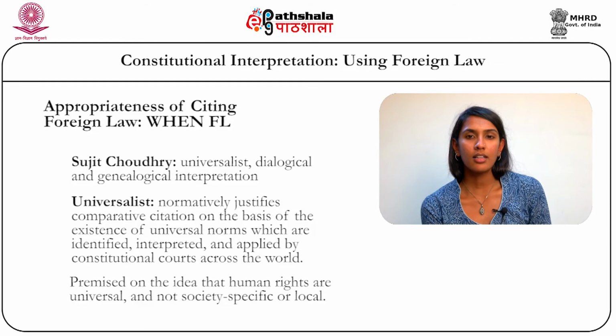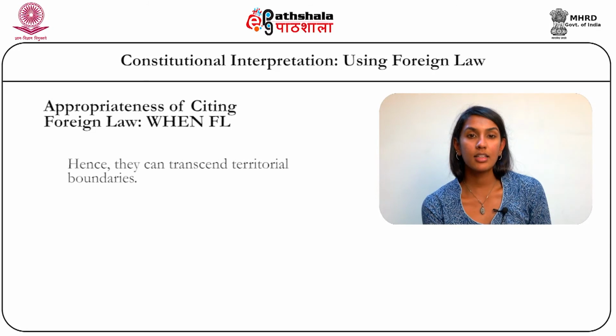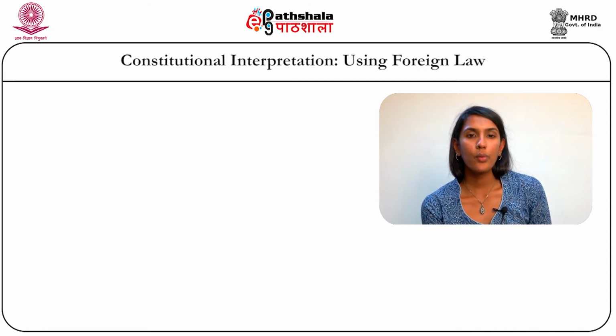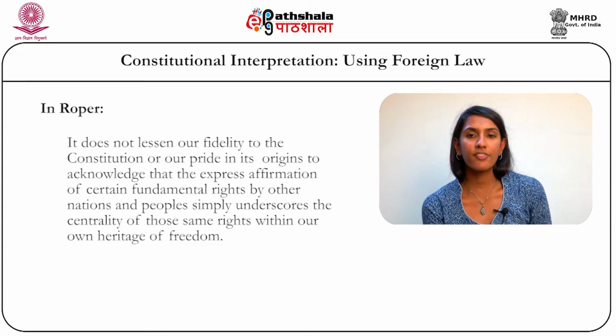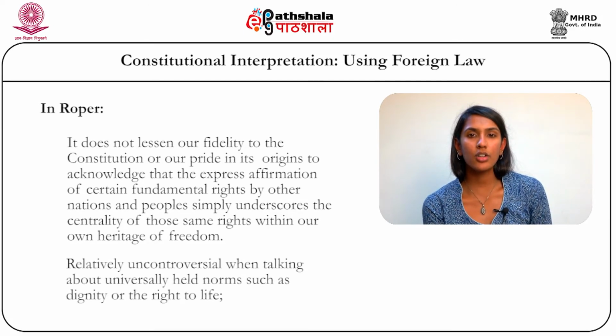They are premised on the idea that human rights are universal and not society specific or local, and hence they can transcend territorial boundaries. We saw this in Roper versus Simmons, where the Supreme Court of America said, "It does not lessen our fidelity to the Constitution or our pride in its origins to acknowledge that the express affirmation of certain fundamental rights by other nations and peoples simply underscores the centrality of those same rights within our own heritage of freedom." This universalist model is thus relatively uncontroversial when talking about universally held norms such as dignity or the right to life.